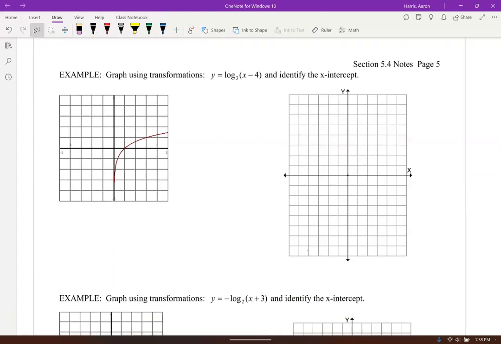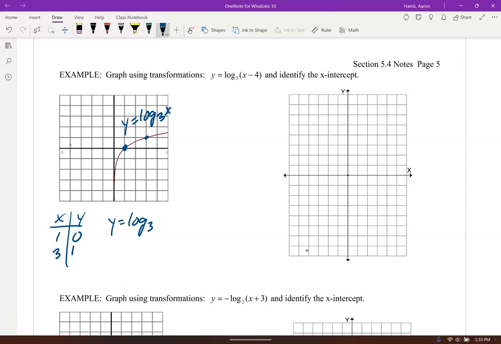All right, let's go ahead and graph now some of these using transformations. So I'm thinking about this is log base 3 of x. Here's log base 3 of x. It goes through 1, 0. You could plot some points if you wanted to. It goes through 1, 0. It also goes through 3, 1, and I'll show you how you can check that.